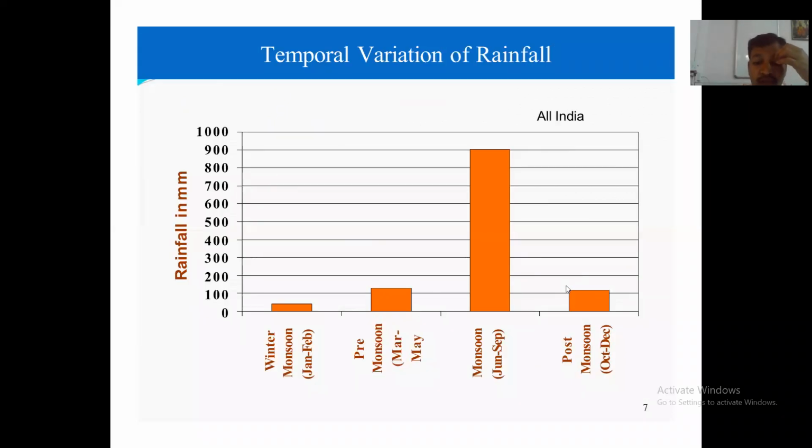Temporal variation of the rainfall is shown by this graph. Rainfall in mm is shown on the y-axis. On the x-axis, the different seasons are given: winter, monsoon, January, February. The intensity of rainfall is given. It is between 0 to 100. In pre-monsoon, between March to May, the rainfall is between 100 to 200. In monsoon season, June to September, in this month the rainfall is maximum. It is about 800 to 900 mm.